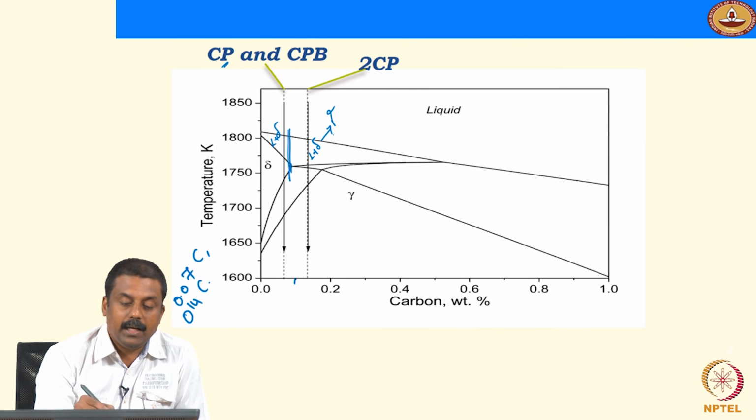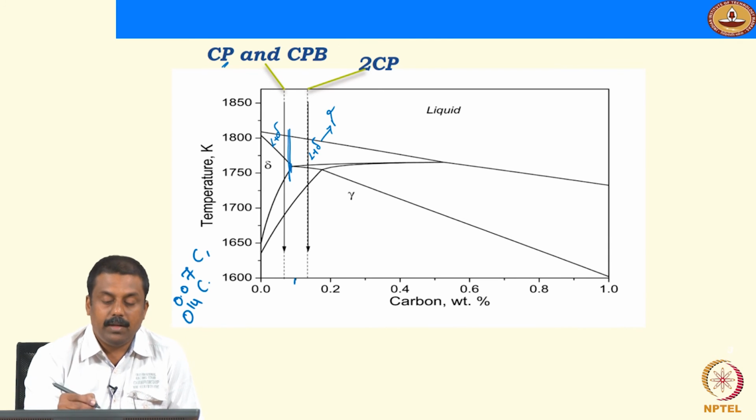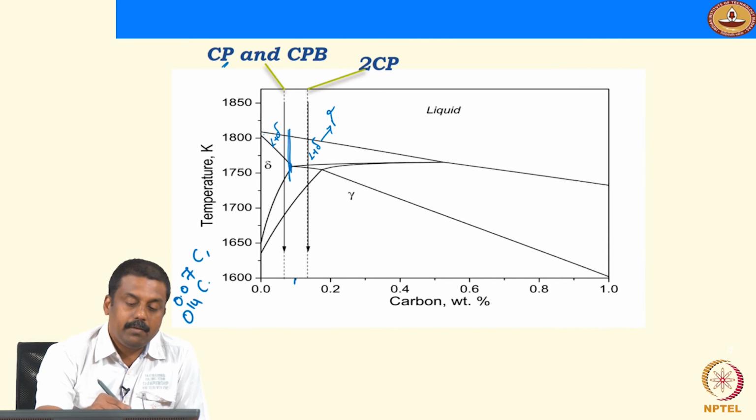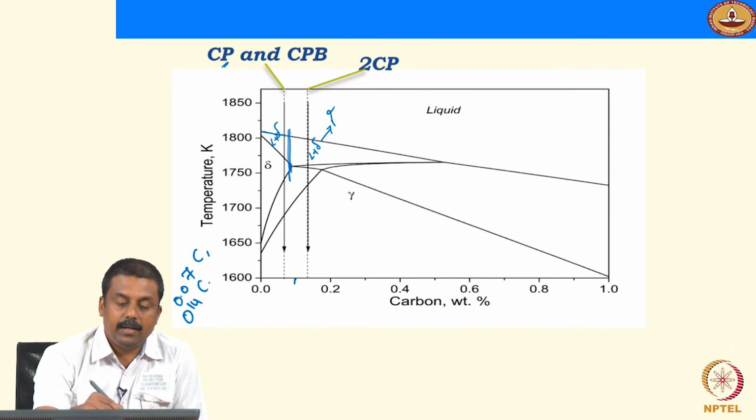So the solidification mode has a significant effect on the partitioning behavior of carbon. For example, if you have direct solidification to delta ferrite, your partitioning of carbon to liquid will be maximum, because the solubility of carbon in delta ferrite is much smaller than the solubility of carbon in austenite. So when a liquid solidifies directly into delta ferrite, your liquid will be enriched in carbon, given by the carbon in liquid line.